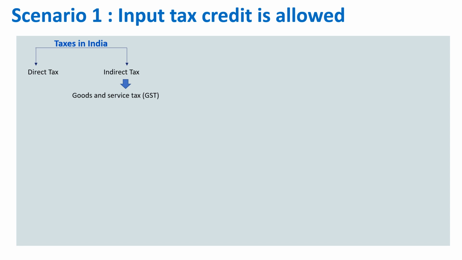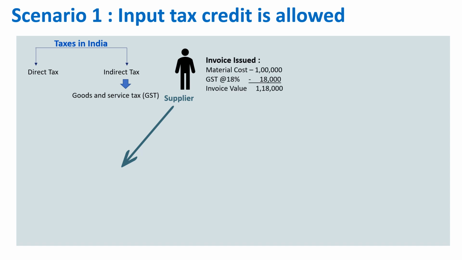Now let's start with the example where I am going to explain how the input tax credit is adjusted with the GST liability. For example, there is a supplier and he is supplying material to the customer. And here you can see the invoice breakup. Invoice breakup has two components. One is material cost and one is GST. So material cost is 1 lakh. GST at the rate of 18% is 18,000, and invoice value is 1,18,000 including GST.